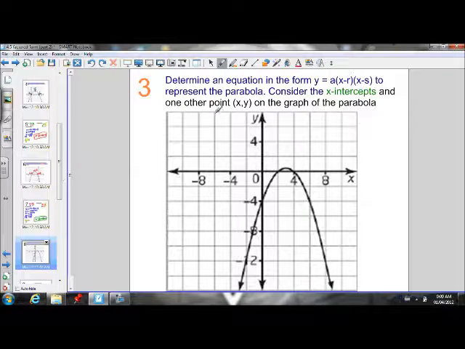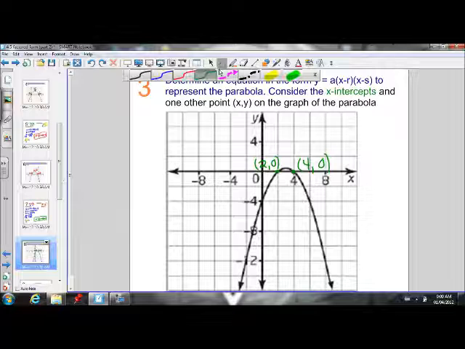Determine the equation in factored form to represent the parabola. Consider the x-intercepts and one other point, x, y. In this instance, I didn't tell you what other point to use, so we're going to have to find that. But we know we need the x-intercepts, so we need these 2 points. These points are (4, 0) and (2, 0).